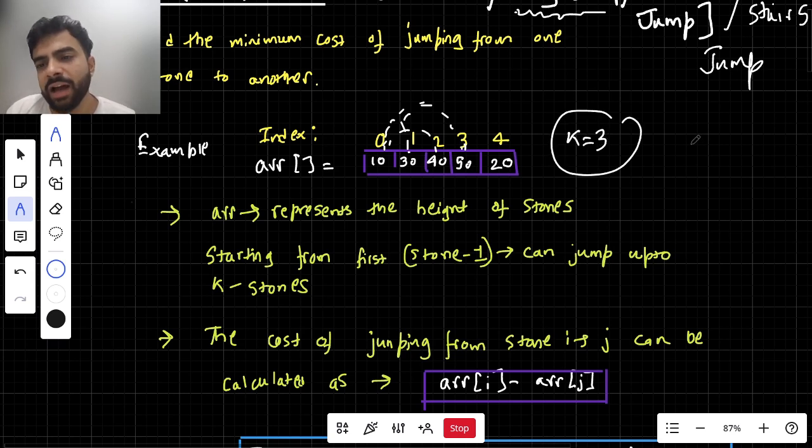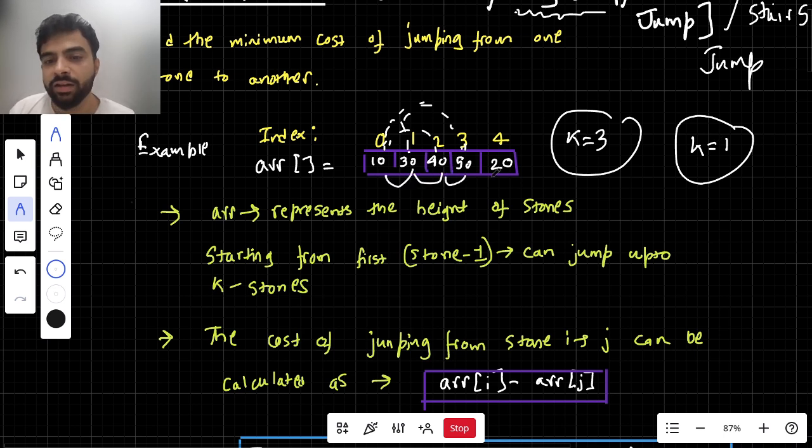Okay, so what if I have a value of k equal to 1? That means I can only take one consecutive jump. I can never jump two. In that case, my output will be large. Since we have the liberty of k as 3, that means we have a higher jump probability. That means we can reduce the cost.